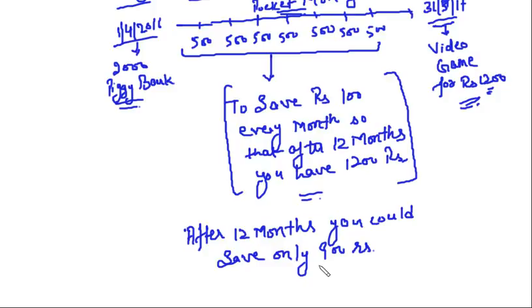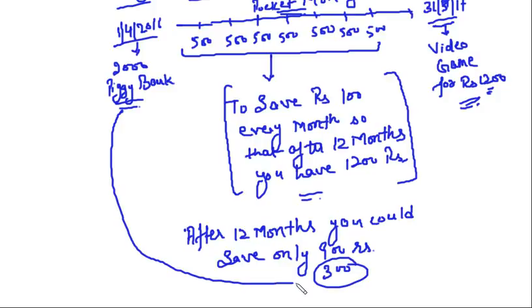Now, what will you do? Your next thought will be, why not cover these 300 rupees from my piggy bank? Isn't it? This is what the thought will be. You need 1200, but you could save only 900 rupees, so you will have to take 300 rupees from your piggy bank. So what was the piggy bank balance? 2000. Now 300 you have withdrawn. What is left? 1700. Clear?